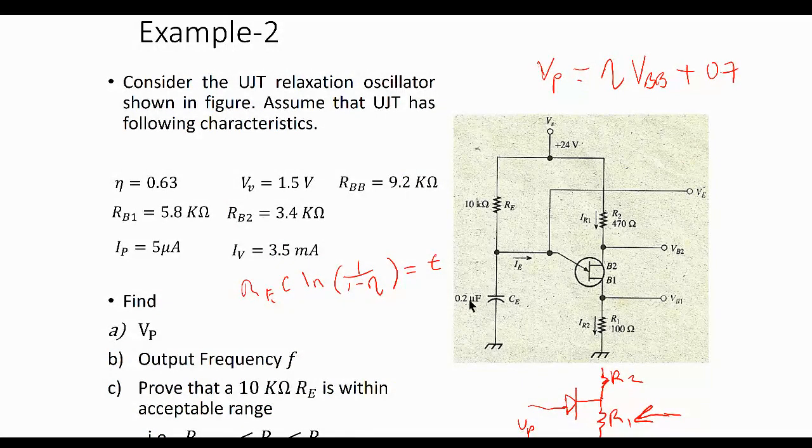Alright. So it will be the 24 minus the VP that we calculated over IP. That's for the max. Everybody following? No, so you can go back again.